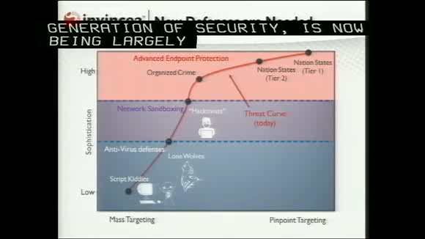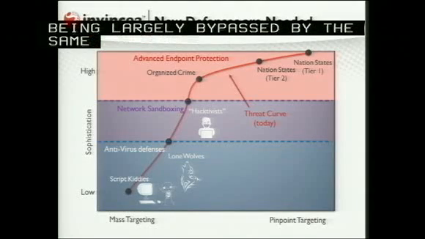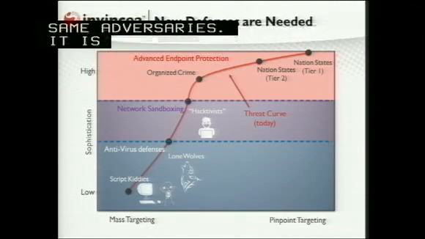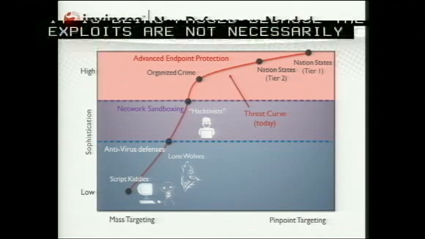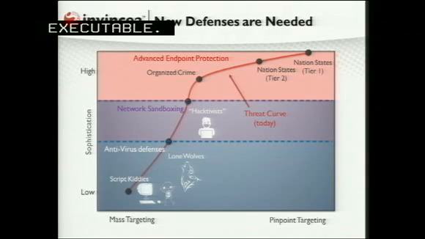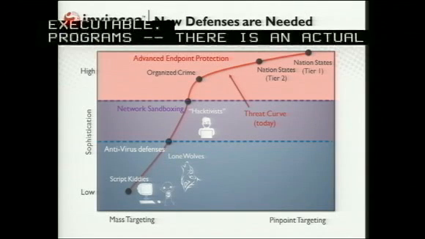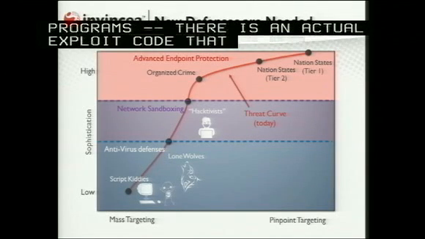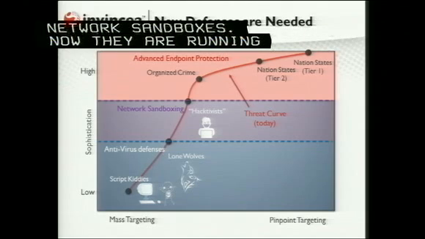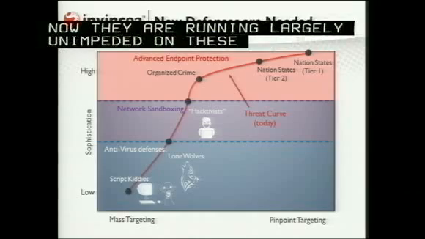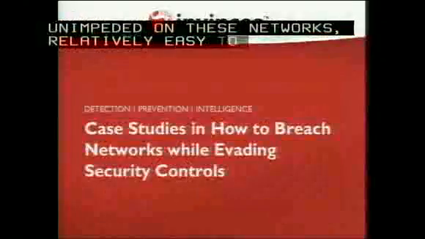And it's being bypassed because the exploits are not necessarily executables. They're not programs that are being sent down. It's actual exploit code that bypasses network sandboxes. And now they're running largely unimpeded on these networks. It's relatively easy to bypass. I'm going to show you a bunch of examples of how you bypass these technologies.